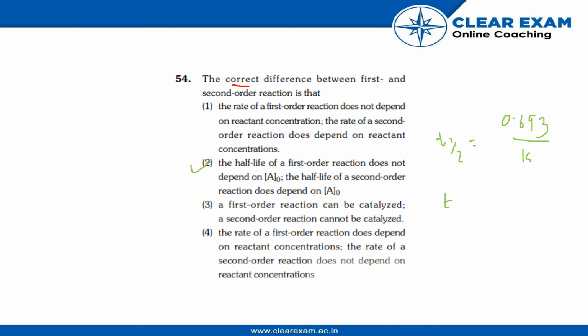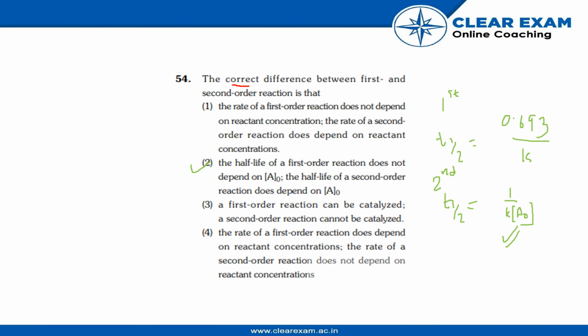And for second order, the half-life formula is 1 upon K multiplied with A naught. So in second order we can see that it has a relation with A naught, but in first order it does not have any relation.